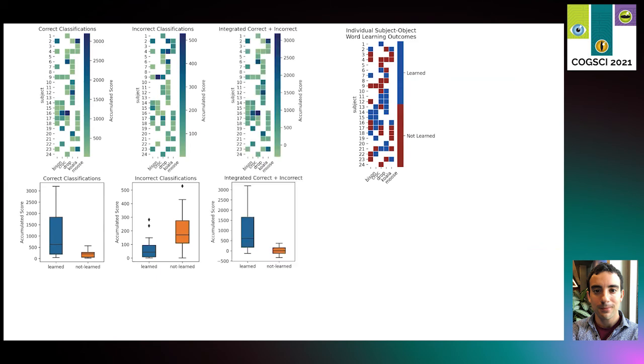And finally, we looked at an integrated measure, which models the interaction of both informative as well as misleading evidence by subtracting the accumulated scores from the incorrect classifications from those of the correctly classified. This is meant to reflect the interaction of positive and negative evidence during word learning, as misleading information is integrated with high-quality visual evidence over time. For all three analyses, we find that a logistic fit significantly differentiates learned from not learned objects at the individual subject level, though we find that a model that integrates both negative as well as positive evidence is a better fit to the individual subject's learning outcomes than a model that uses only positive evidence alone.